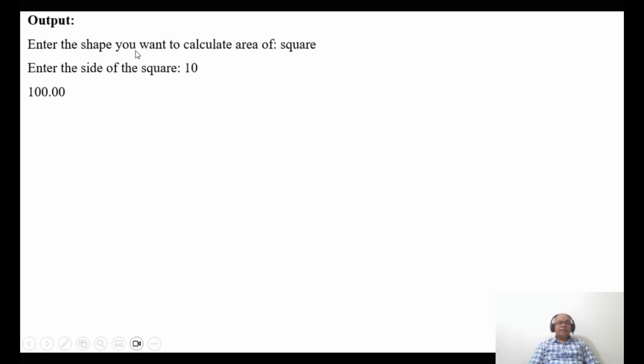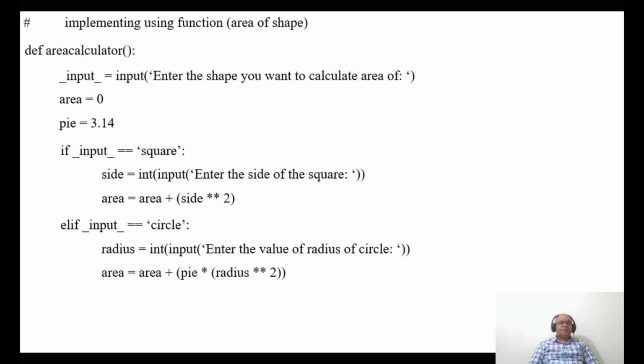First, what we do: enter the shape you want to calculate the area of, a square. Enter the side of the square, 10. So here, the moment you go to the input, enter the shape you want to calculate the area. I want to find out the area of a square. So the input is square, square is equal to square, yes. Then the side, I will enter 10.